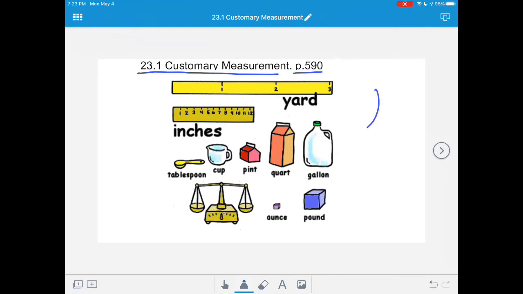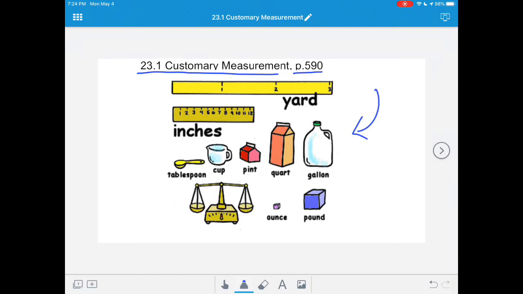I'm going to post this picture on Class Dojo for you to reference. It's a great picture to reference to see the sizes of these different measurement increments so that you get an understanding of which is smaller and bigger. This is a good visual to have on hand.